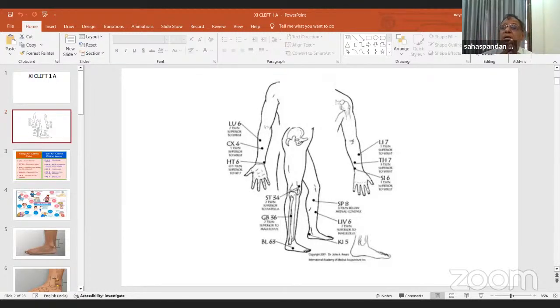In the yang meridians of the hand, it is LI7, triple warmer 7, and SI6.